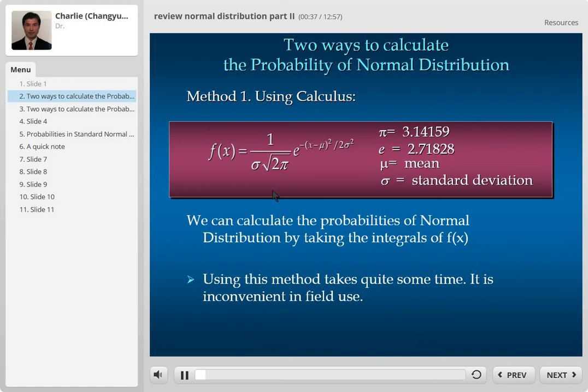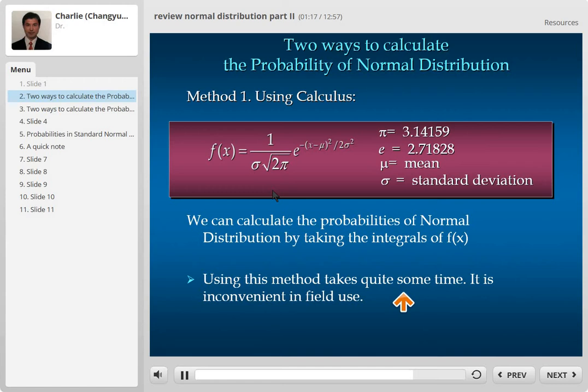In order to calculate the probability of normal distributions, there are basically two methods. One, we use calculus. Basically, we use this formula here. Okay, we saw this before. And we calculate the probabilities of a normal distribution by taking the integrals of this f(x) here. Using this method takes quite some time. Each time we have to calculate the integrals, and it's inconvenient in field use.